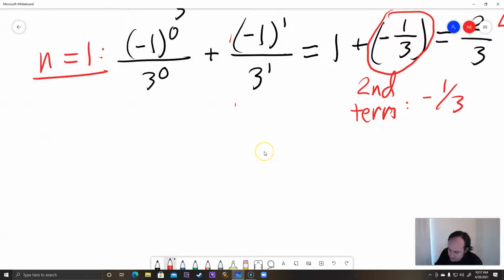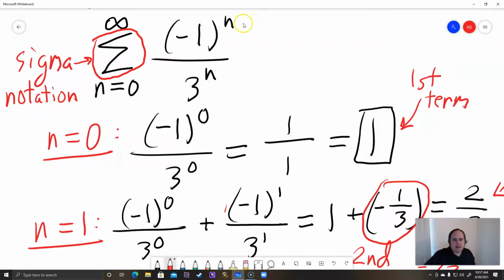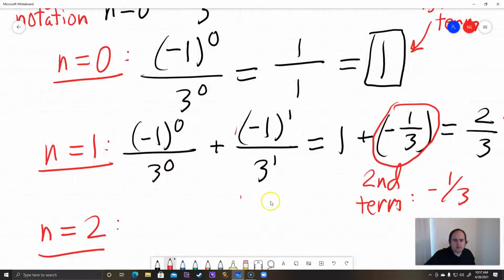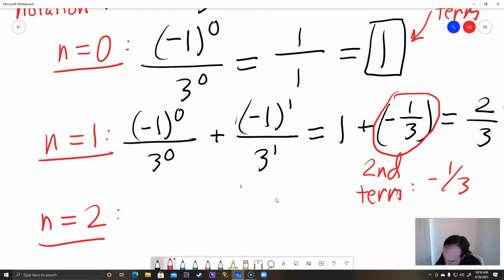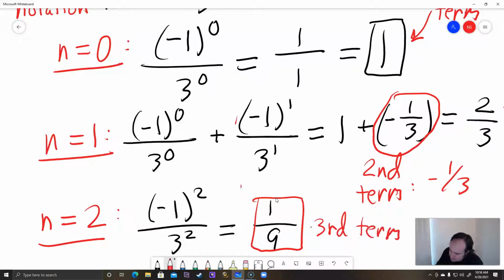And they want us to write out the first few terms, so let's do n equals 2. So we're not going to do the partial sum this time, we're just going to plug in. So when n equals 2, the third term is going to be negative 1 to the 2 over 3 to the 2. Okay, so we're going to have negative 1 squared over 3 squared. So that's going to be 1 over 9. And this one right here is our third term.